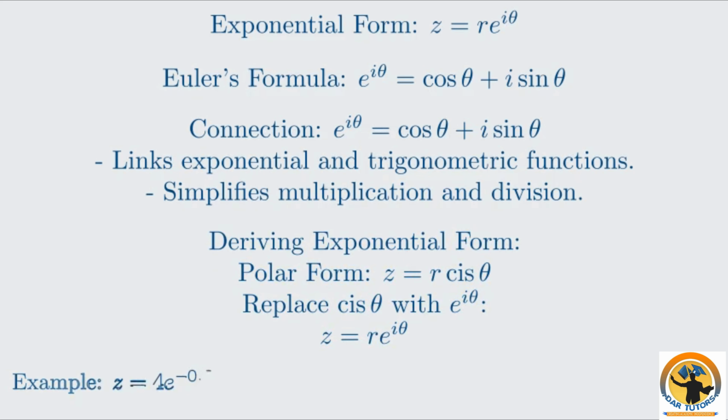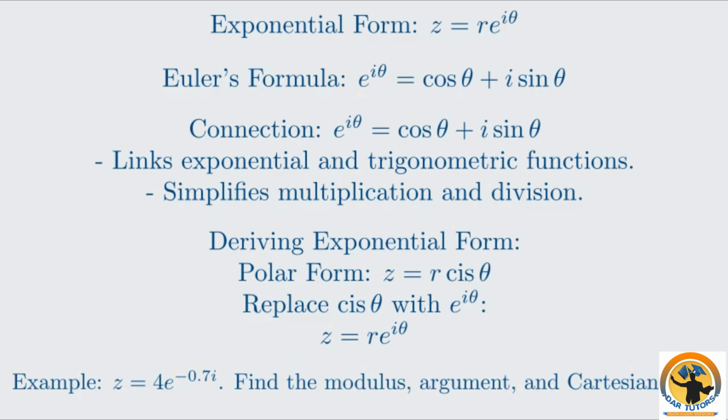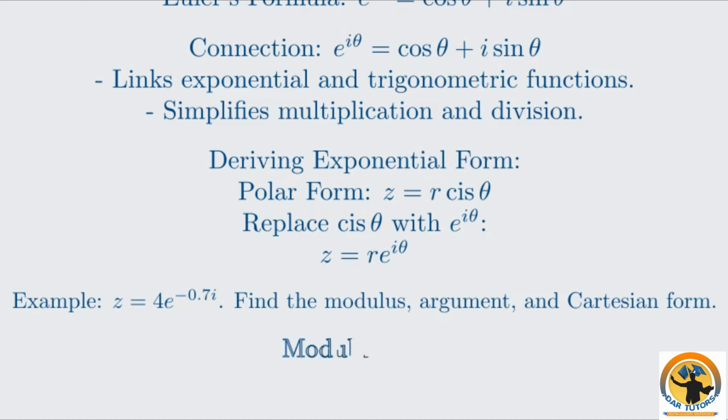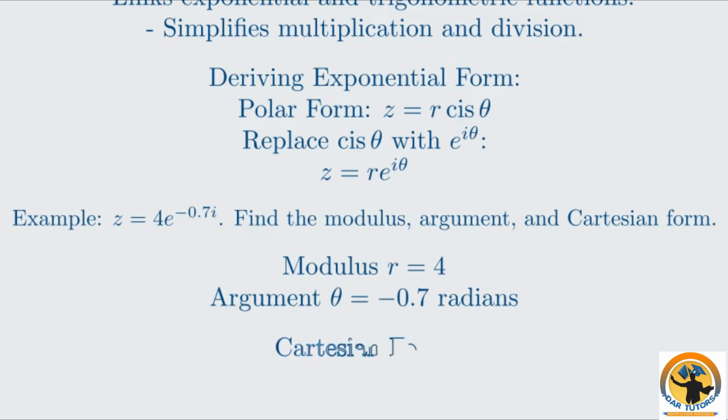Suppose we have the complex number z equals 4 times e to the power of -0.7 i. By comparing this to the general form r e to the i theta, we can immediately identify the modulus and argument. The modulus r is 4, and the argument theta is -0.7 radians. Now let's find the Cartesian form, x plus yi. We use Euler's formula. 4 times cos of -0.7 plus i sine of -0.7.